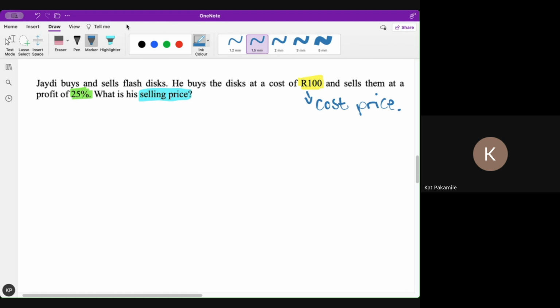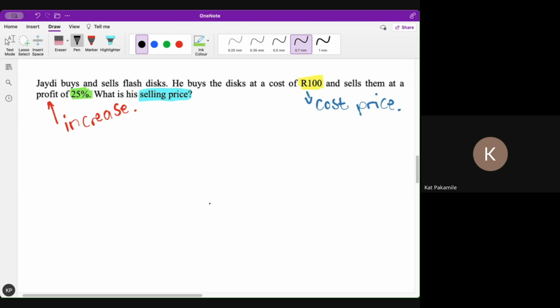And what is a profit, guys? Does profit mean we're going to increase the price with 25%, or does it mean we're going to decrease the cost price with 25%? What does profit mean? Nice, Alice and Nospiwe. We are going to increase this price by 25%. So a profit means it is an increase in the price. Okay, because you need to make some money, guys. You can't just sell stuff and not make extra money. So what is the selling price?